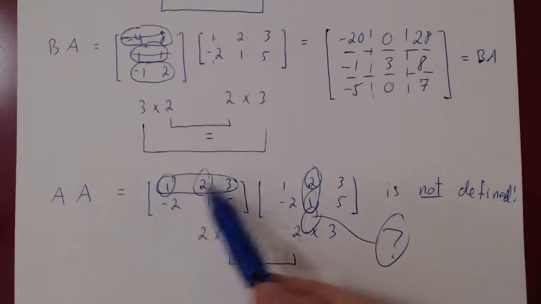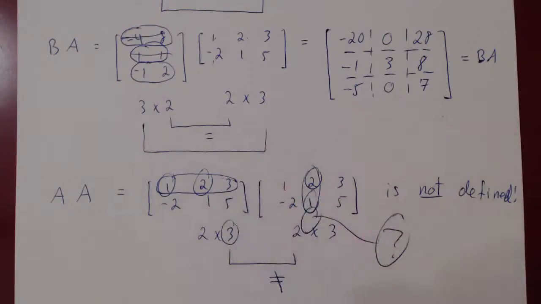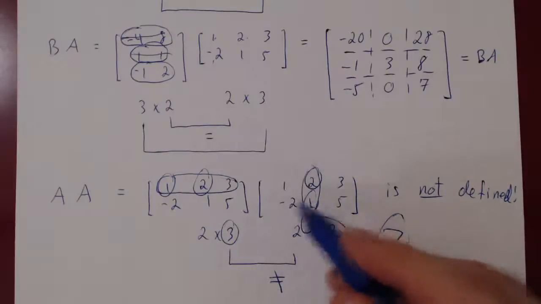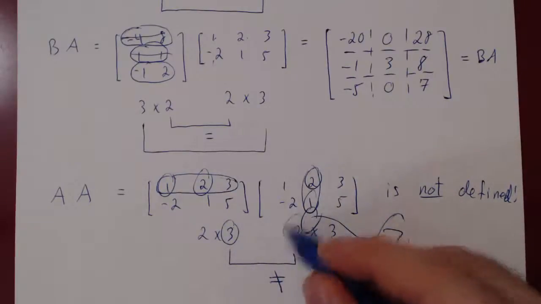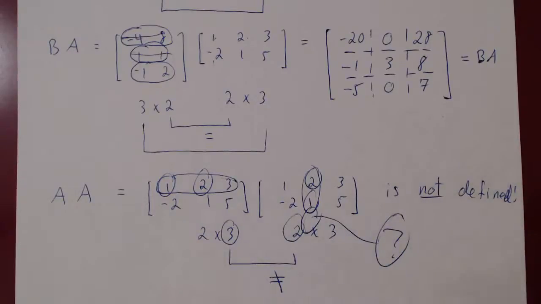The number of columns of the first matrix, 1, 2, 3, must equal the number of rows of the second, 1, 2. If they are not the same, the product does not exist, and that's the end of it.